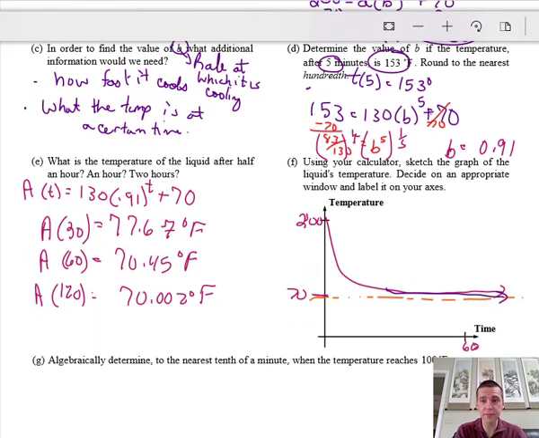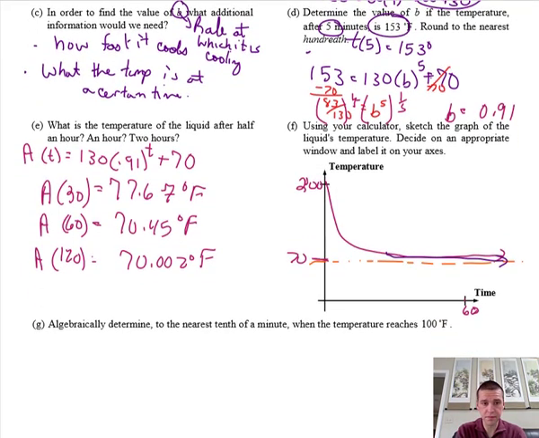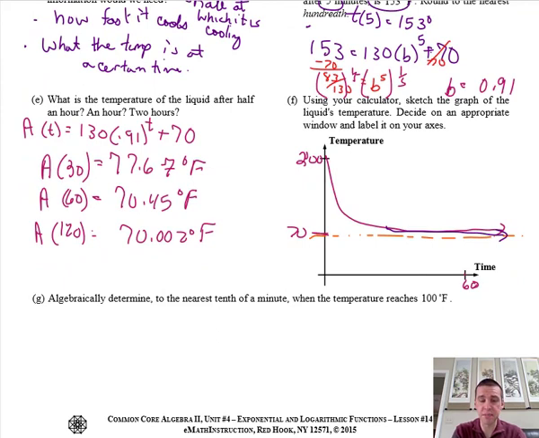And for the final part, algebraically determine to the nearest minute, kind of one of the more important parts in graphing, when the temperature reaches 100. So we want to find when it equals 100. So we're going to have 100 equals 130 times 0.91 raised to the t plus 70 is our equation. We want to find what t is. Now notice where t is, not like the example in D where the x, we're trying to find the base. Now we're trying to find the exponent, so we will have to use logs or natural logs. And let's figure this out.